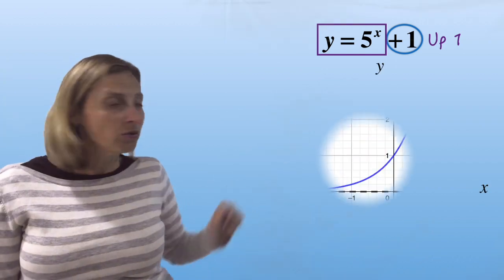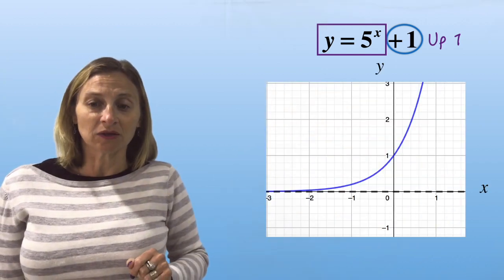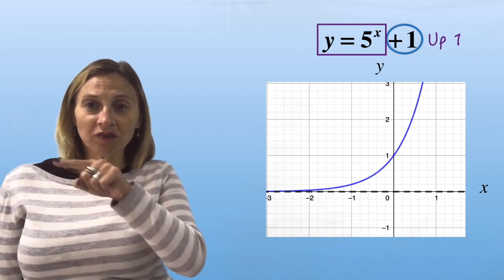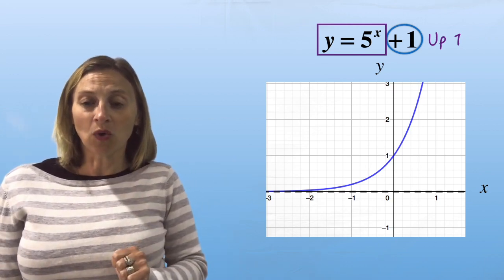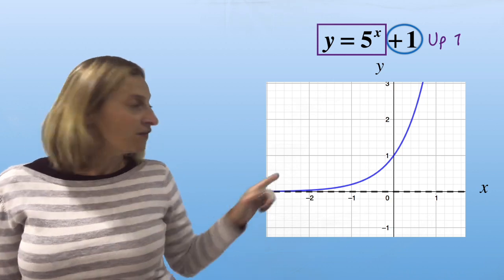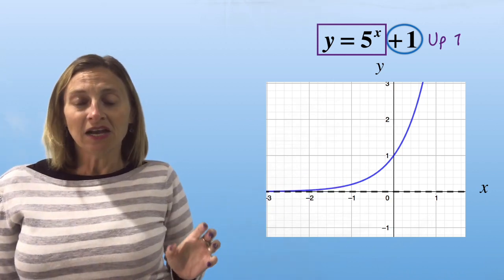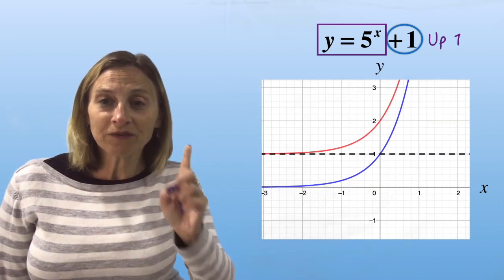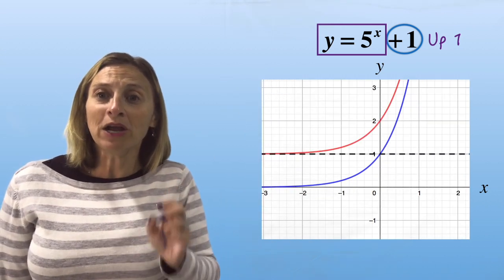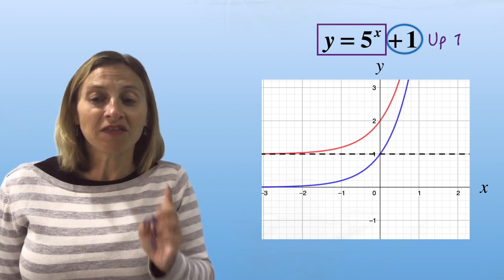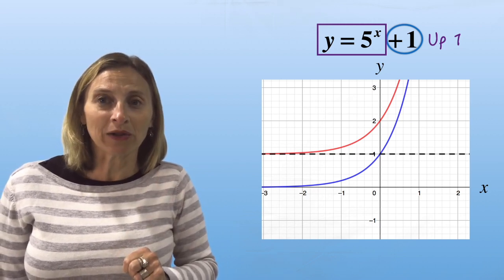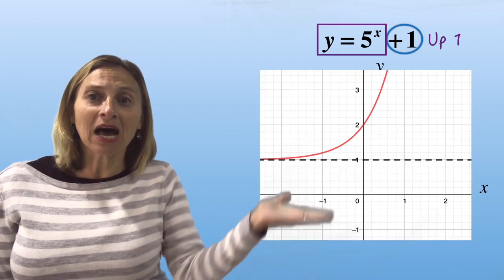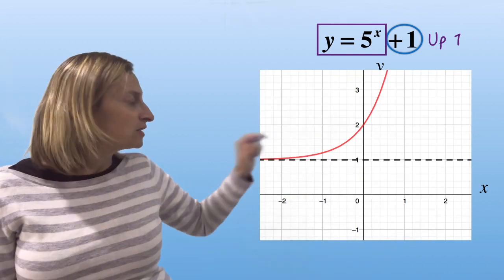Here we have our normal graph, y equals 5 to the x. It looks the same as 2 to the x, except it'll be much steeper. Don't forget to put your asymptote along y equals 0. You can see the dotted line there on the x-axis. Now, this whole graph has to go up 1. What you have to be careful of here is that when you move a graph with an asymptote, the asymptote needs to move as well. So when you move the whole graph up 1, the asymptote goes up 1 as well. And this is what you're left with.